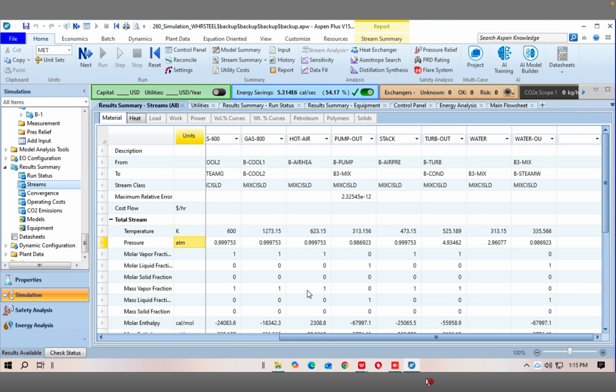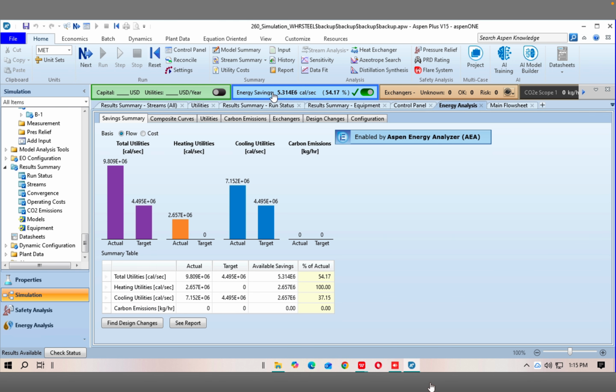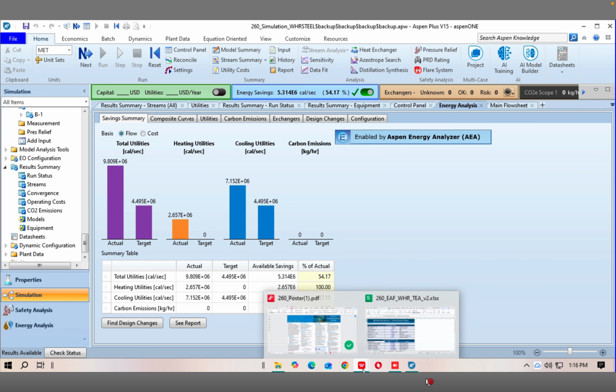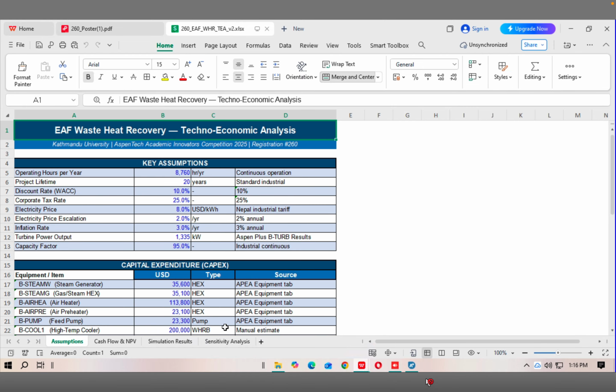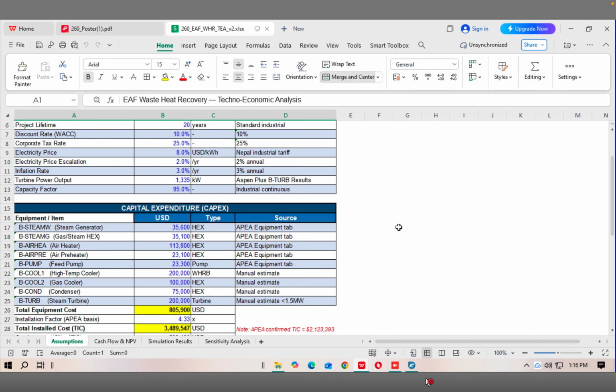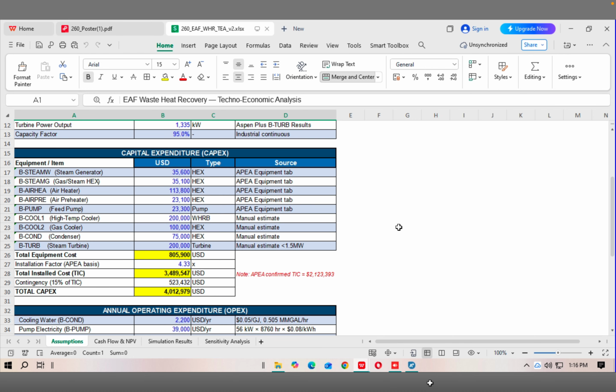Now for the APA equipment and the energy savings part. The Aspen Process Economic Analyzer sized all our equipment, heat exchangers, pump and turbine. The total installed capital cost confirmed by APA is $2,123,000 US. For the economic results, TEA Excel sheet, we have these assumptions we made, and the annual electricity revenue from the turbine is approximately $889,000 US.